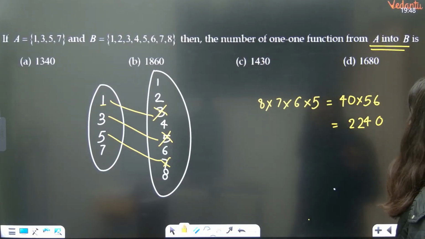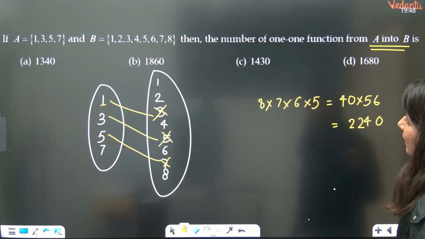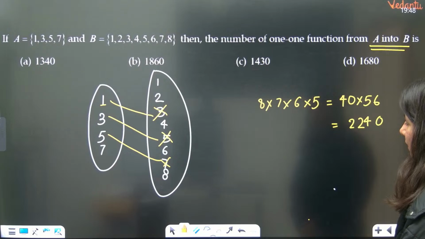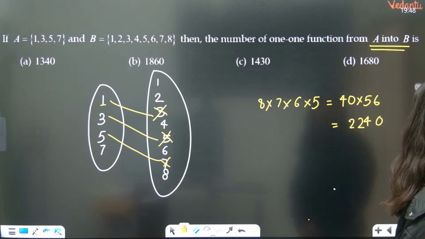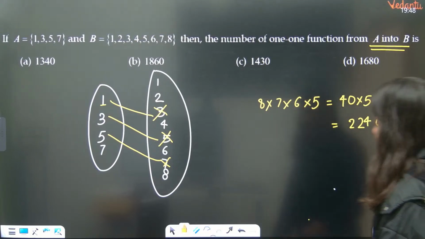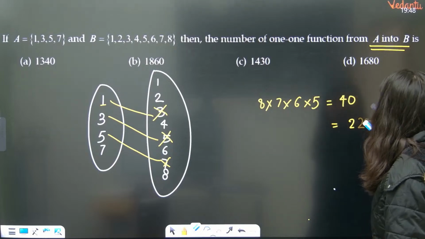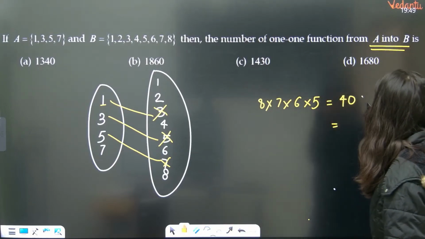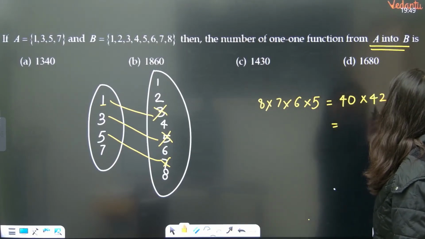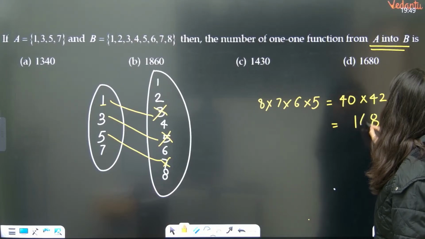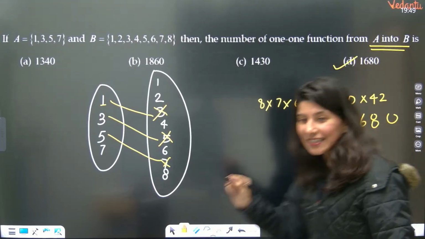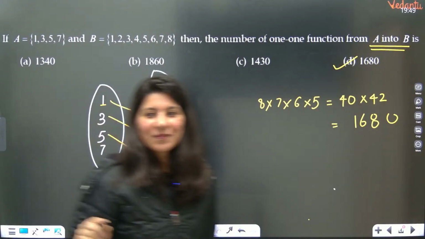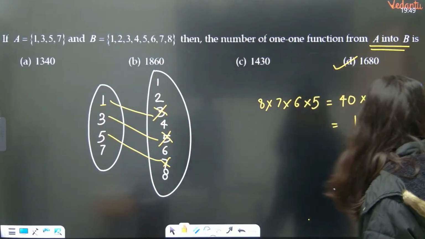Okay, then the number of 1-1 functions. 1 3 5 7, okay, 1 2 3 4 5 6 7 8. So this is 8. 1 is having 8 options. 1-1 functions, right? 8 into 7. So 8 5s are 40, 7 6s are 42. What happened to my mathematics? So this is 4 2s are 8, 4 4s are 16, 1680. Option D, option D, option D. Okay, option D is absolutely correct.